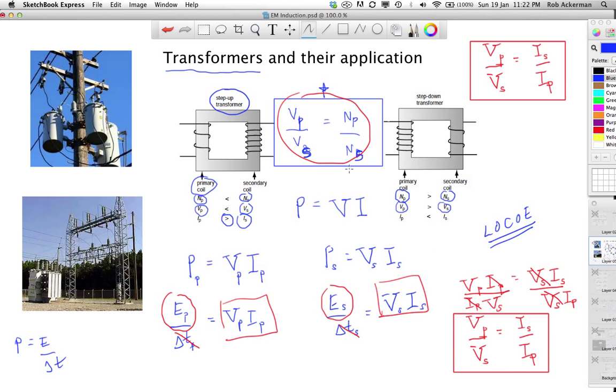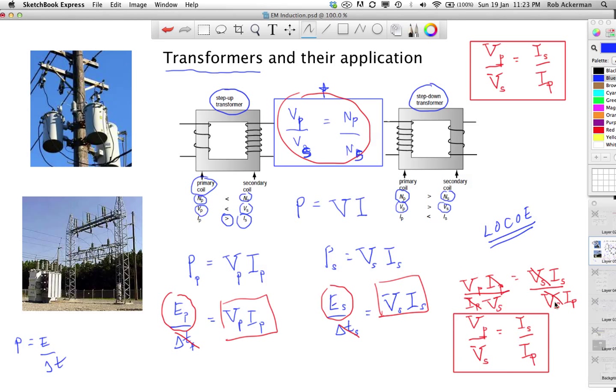They're electrical devices that use electromagnetic induction to change the voltage at the expense of current, increasing the voltage at the expense of current, or decreasing the voltage and getting a higher current. Step-up transformer, higher voltage. Step-down transformer, lower voltage.